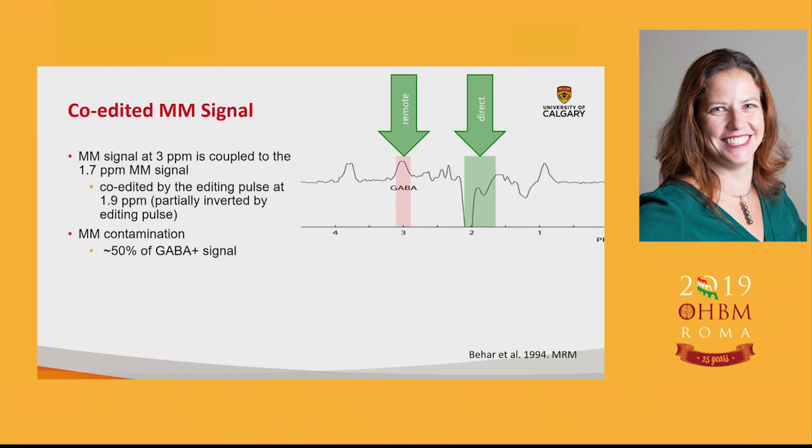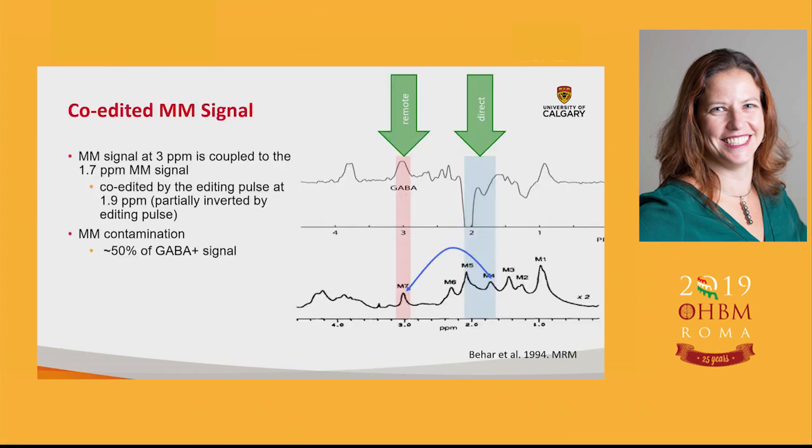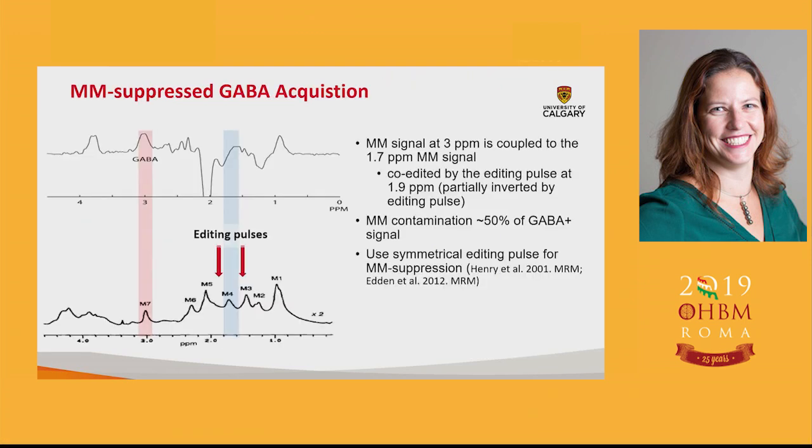So we've got a couple options. Oh, sorry, I also am new to mice, apparently. Yes, and so I'm highlighting this here again. Our peak at 1.7 ppm is coupled to the peak at 3 ppm, and so we have this contamination of our signal. So we have a few choices in what we do about it. We can accept it. We can accept that our measurement is contaminated with macromolecules. We call it GABA plus, and you will see that extensively in the literature.